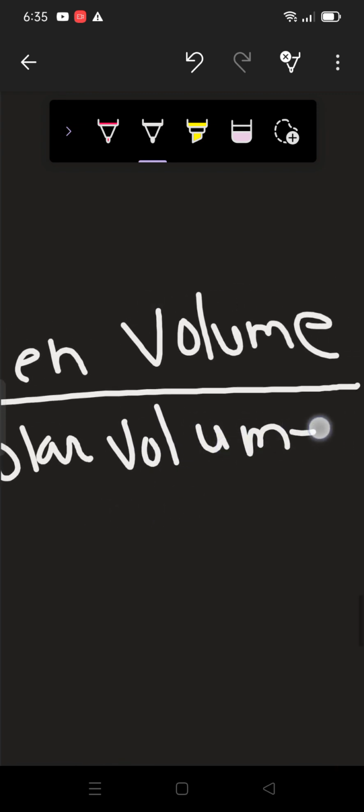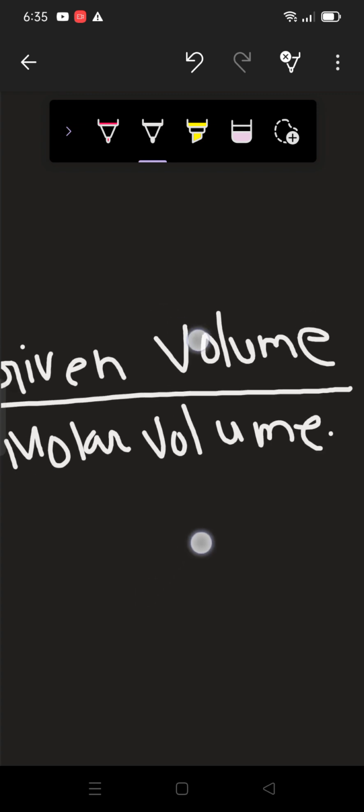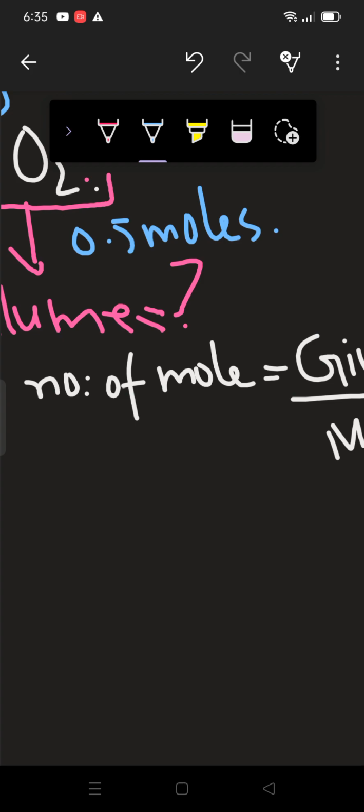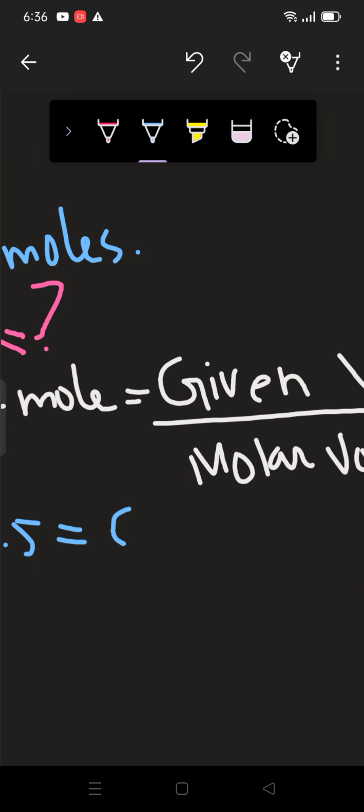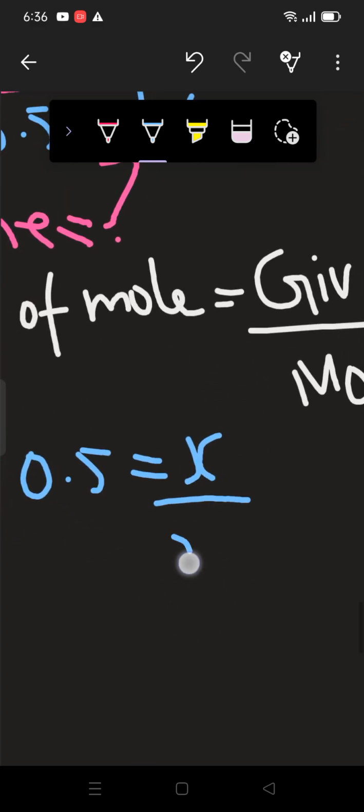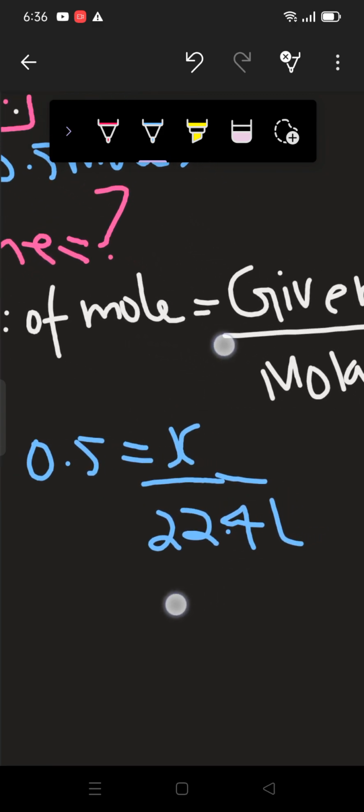And we know that molar volume of any gas at STP is equal to 22.4 dm cube or 22.4 liter, right? So number of mole we have already known, right? So number of mole is equal to 0.5. We are calculating actually the given volume of it. So let given volume be x first. Molar volume of any gas at STP is 22.4 dm cube or 22.4 liter. Now 22.4 is dividing here, right? When it will go there, it will be multiplied.